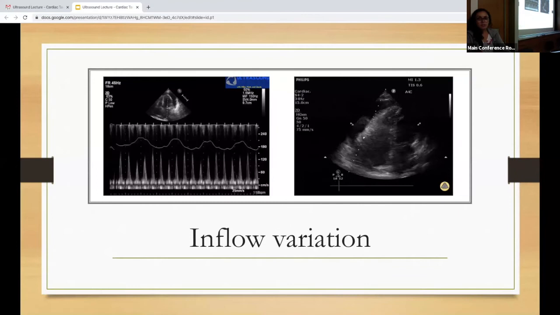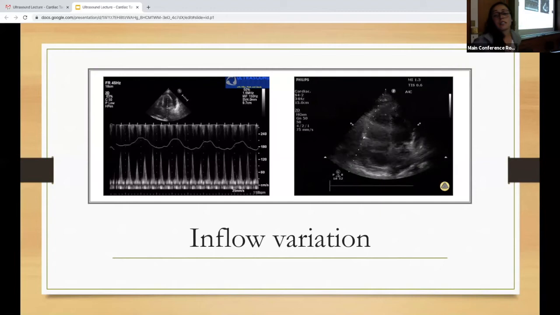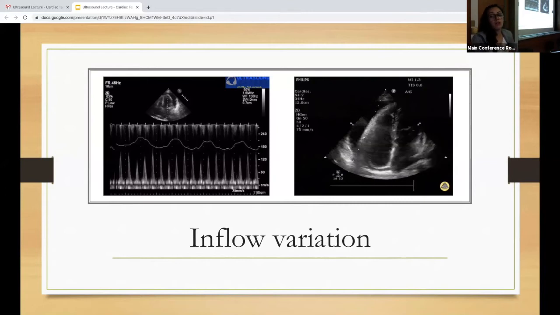Another way to assess for tamponade is via inflow variation, which is the sonographic equivalent of pulsus paradoxus. Just a quick review for both me and you. Pulsus paradoxus is a normally large decrease in stroke volume, systolic blood pressure, and pulse rate and amplitude during inspiration. The normal fall in pressure is less than 10 millimeters of mercury, but due to increased interventricular dependence that you see in tamponade, this number increases.